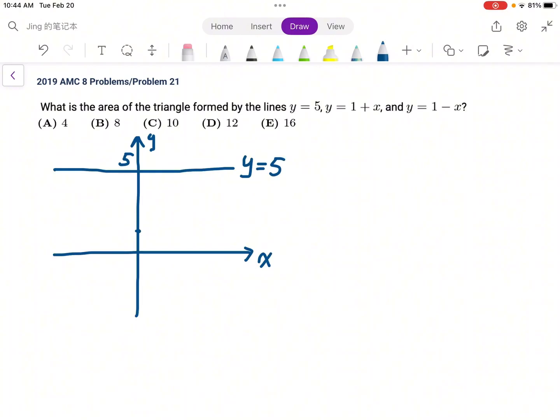That means here, when x equals 4, it crosses this point. And similarly, y equals 1 subtract x. When y equals 5, x equals minus 4.